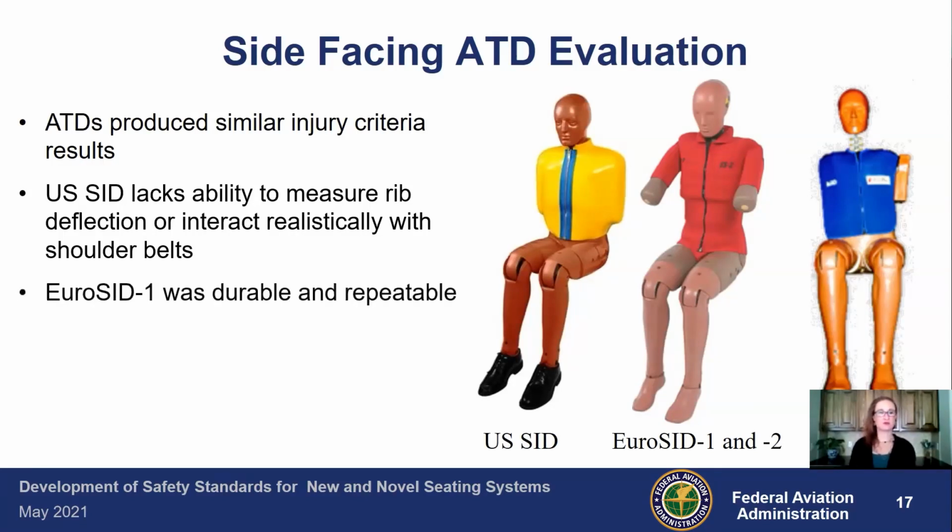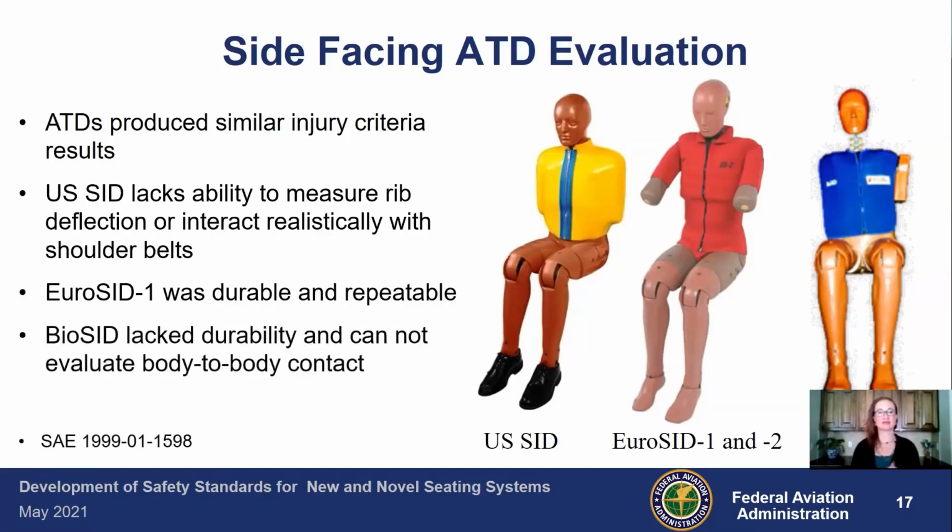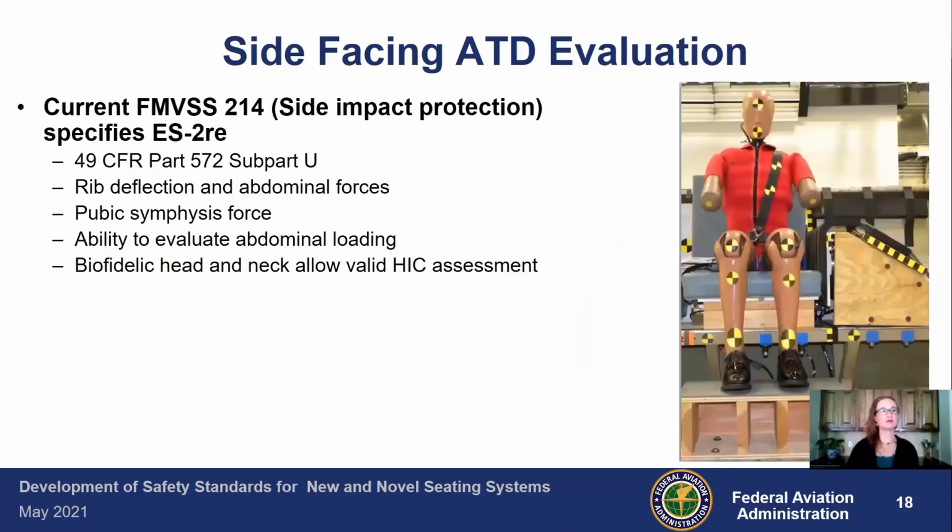The Euro SID, or ES, was very durable and quite repeatable, as well as having the arms and the ability to interact with seats. And then the Bio SID lacked the durability and really can't evaluate any of the body-to-body contact. So we went out to the automotive regulations. So that's FMVSS, the Federal Motor Vehicle Safety Standards.